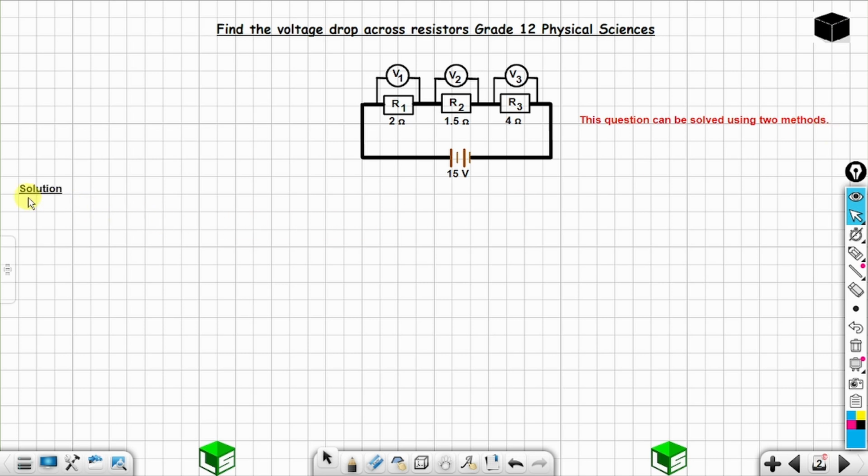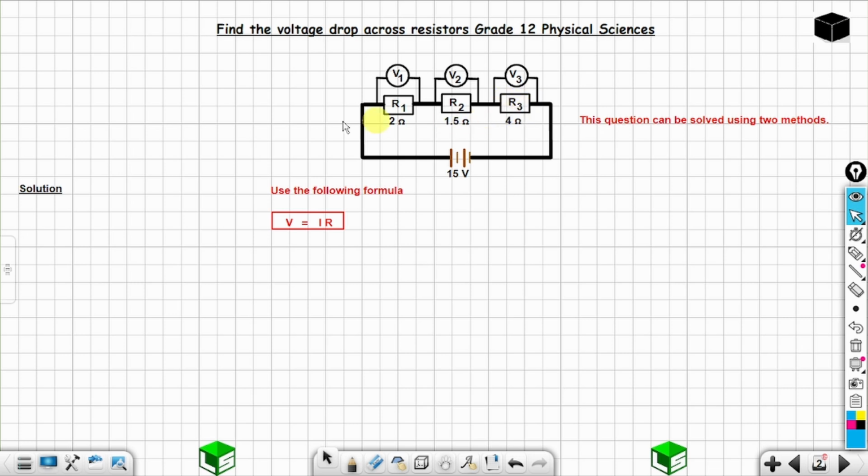The first one, you are going to make use of the following formula. You have to remember this formula. The voltage is equal to the current times resistance. You need to know that the current is the same in a series connection. The same current flowing through R1 is the same current that will flow through R2 and through R3.